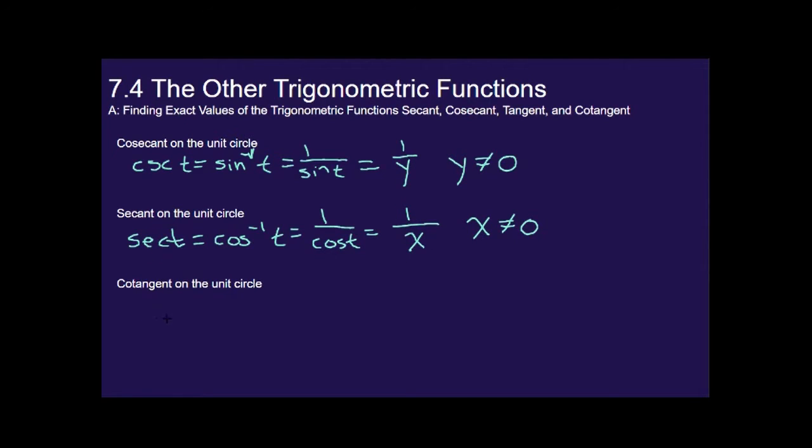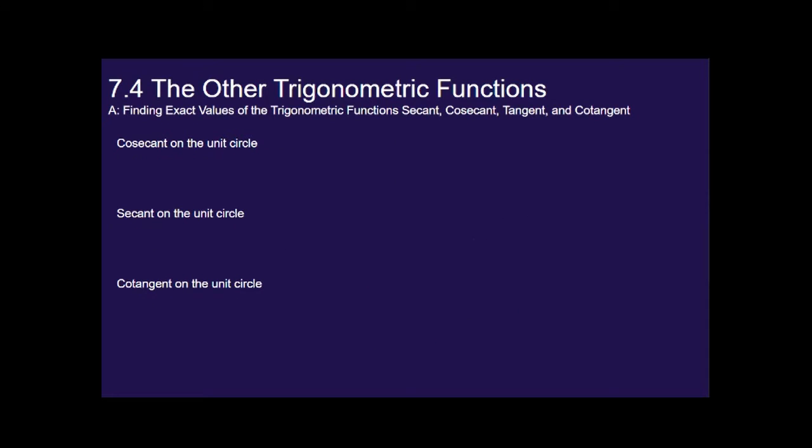And then cotangent. Cotangent of t we defined as tangent inverse of t. Sorry, that should be a 1, not a t. Tangent inverse of t. And we said that tangent is y over x. So the inverse of that, the reciprocal of that, is going to be x over y. Cotangent of t is equal to x over y. And then what is our limitations here? Our limitation is that y cannot equal 0 because we cannot have a 0 on the bottom. Okay, so that's how we define cosecant, secant, and cotangent on the unit circle.